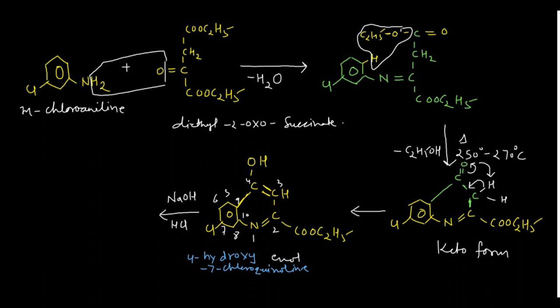So now you can write this structure also, and again you can write nitrogen and carbon. This is a double bond, this is a double bond again, and this is your OH, this is benzene, this is chlorine here, and you have converted this ester into the acid. Okay, you have done this.